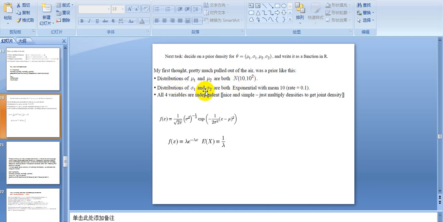And the distribution for sigma 1 and sigma 2, I will use exponential because those sigma 1, sigma 2 have to be positive, right? So exponential distributions are always positive, and I make the mean equal to 10, so the lambda is 0.1. And I can assume all the 4 variables are independent of each other. So it's nice and simple: just multiply the densities to get the joint density. Okay, here is the normal density, and this is the exponential density, right?